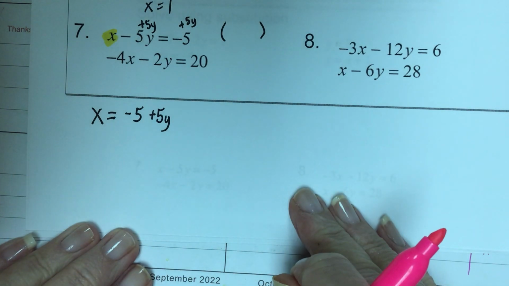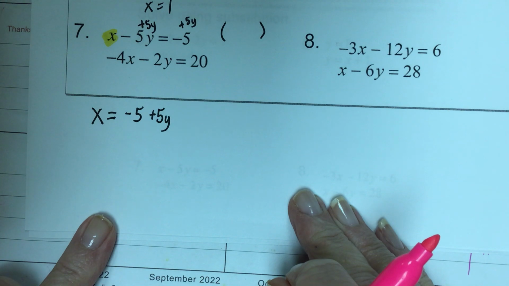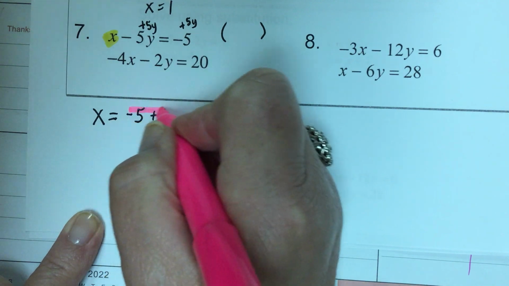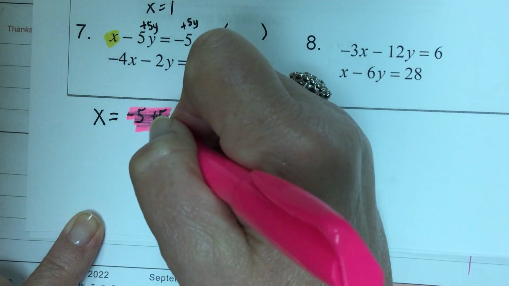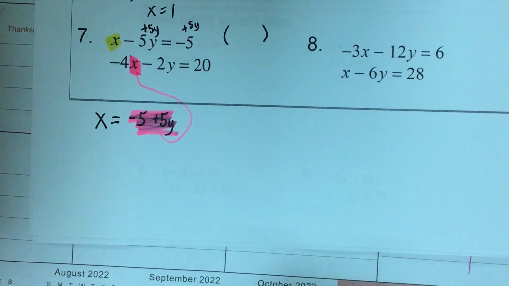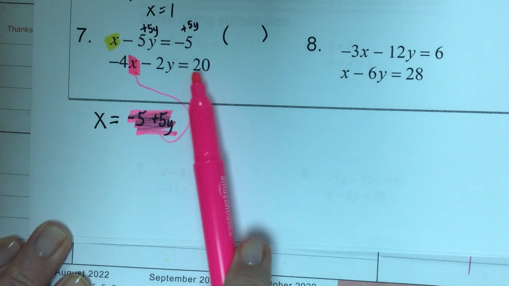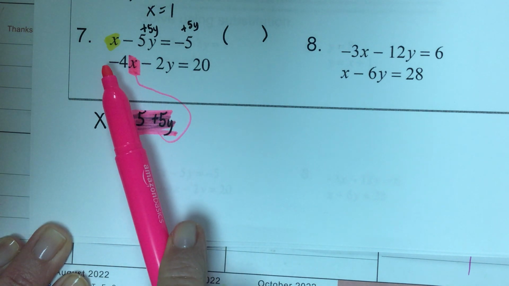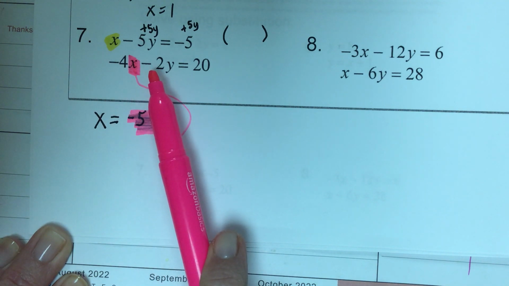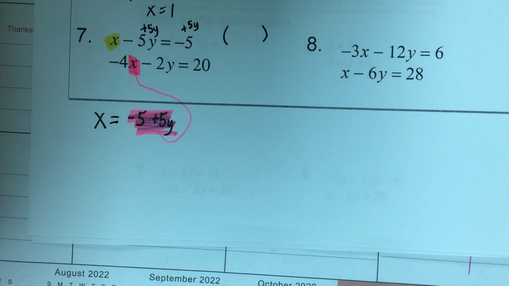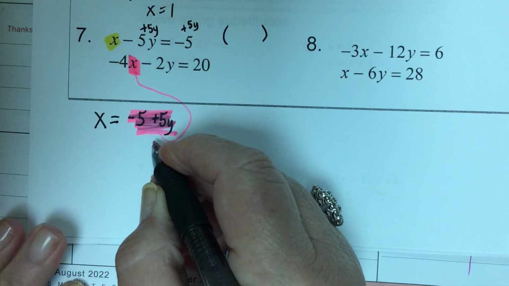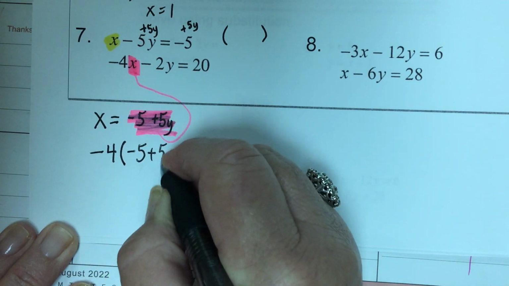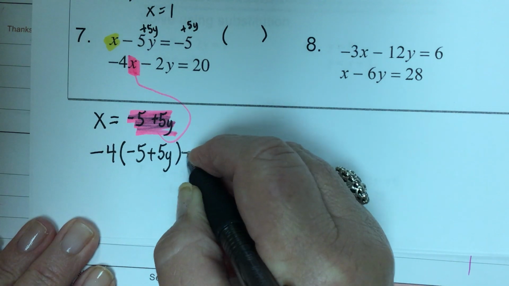Step 3, substitute the expression from step 2 into the other equation. So I'm going to substitute this expression in for x. I want you to notice everything else stays the same. When I substitute -5 plus 5y in for x, the -4 will be in my equation, then -2y, and the equals 20 will all be in my equation. All I'm doing is replacing x with -5 plus 5y. So -4, parentheses, -5 plus 5y, and then everything else stays the same.